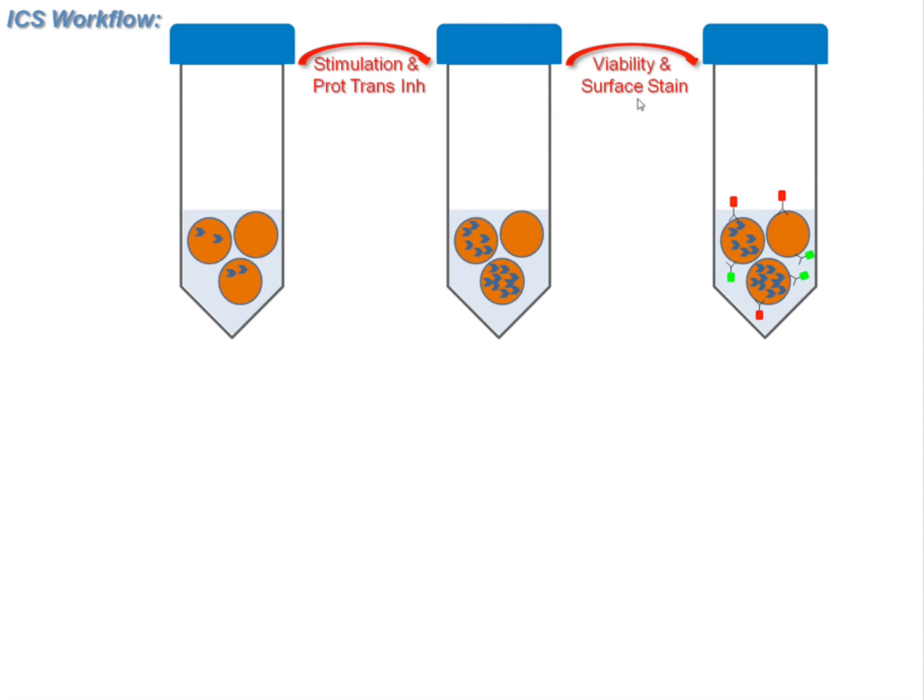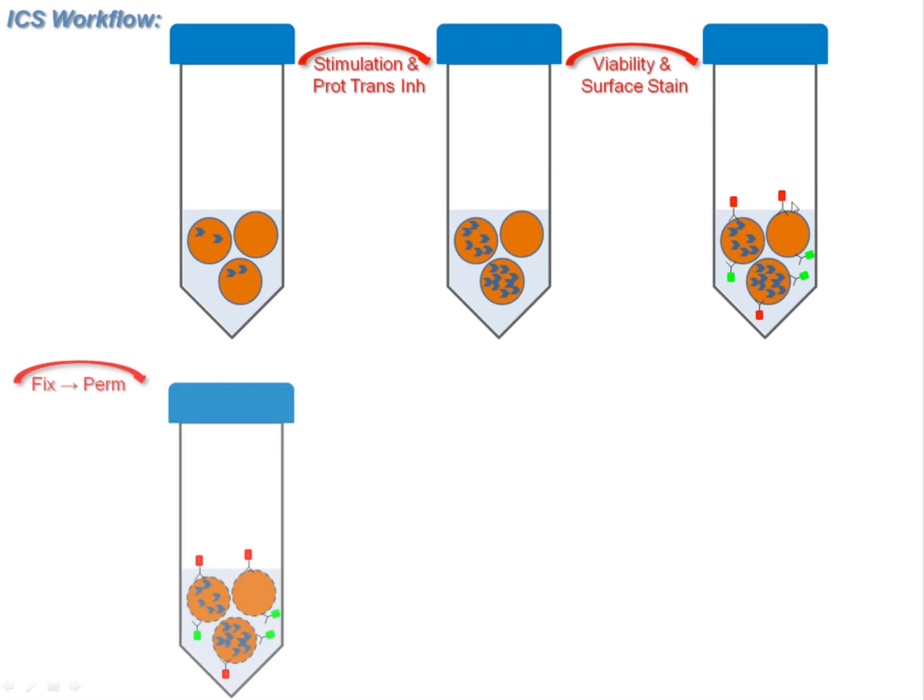And at this point, it's a good place for us to also, before we fix or permeabilize the cells, do the surface staining, because this will minimize non-specific binding. So any of our surface stains that we require at this point we'll add, so whatever antibodies we're using will bind at this point.